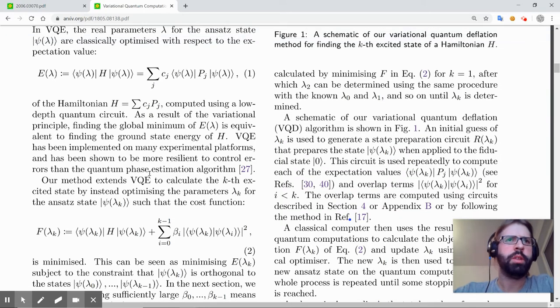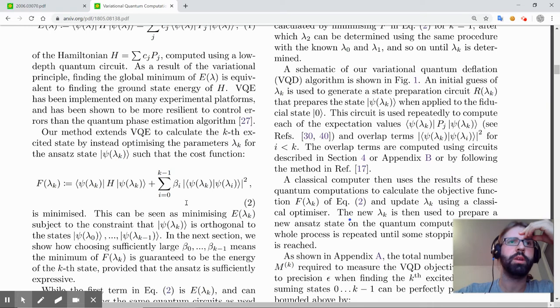Okay, we know this. Our method extends VQE to calculate the kth state by instead optimizing the parameters for the ansatz state such that the cost function is minimized. So that works. You just add the overlap, but what's the overlap here? What is this calculating? You're minimizing the overlap, so you want something orthogonal to what? What is lambda i?